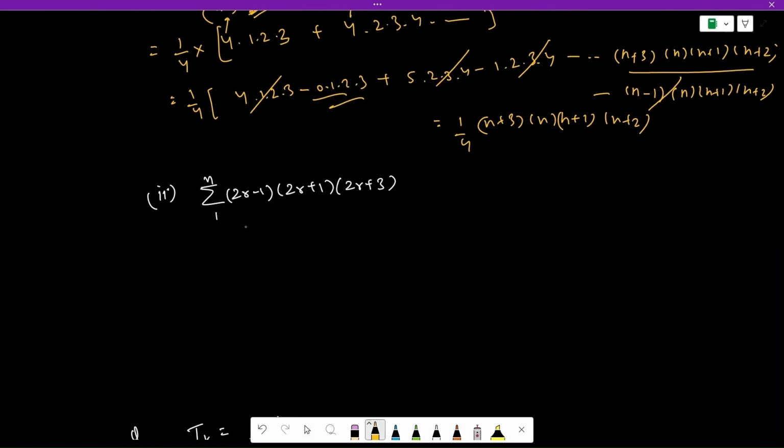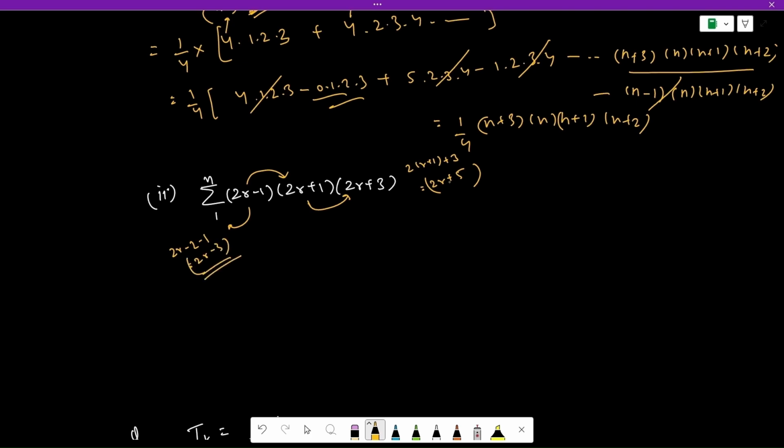So let's start. Now here also you can see these are consecutive terms. If you put r equal to r plus 1 in this, you will get this term. If you put r equal to r plus 1 in this term, you will get this. So these are consecutive terms. Now as per the method, just see the next term. It will be 2 into r plus 1 plus 3. So it will be 2r plus 5. And what will be the previous term of this? Put r equal to r minus 1. So it will be 2r minus 2 minus 1. So this will be 2r minus 3.